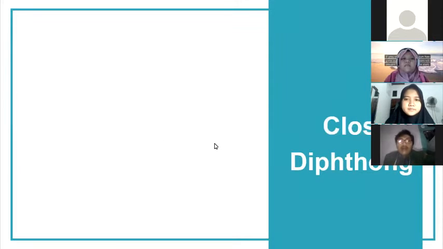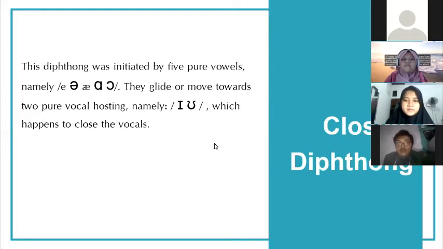The next is closing diphthong. Okay, my name is Ratih Pratiwi Asri, so I would like to tell you about the closing diphthong. This diphthong is initiated by pure vowels, namely E and A. They glide or move towards two pure vowels, namely I and U, which happens to close the vowels.